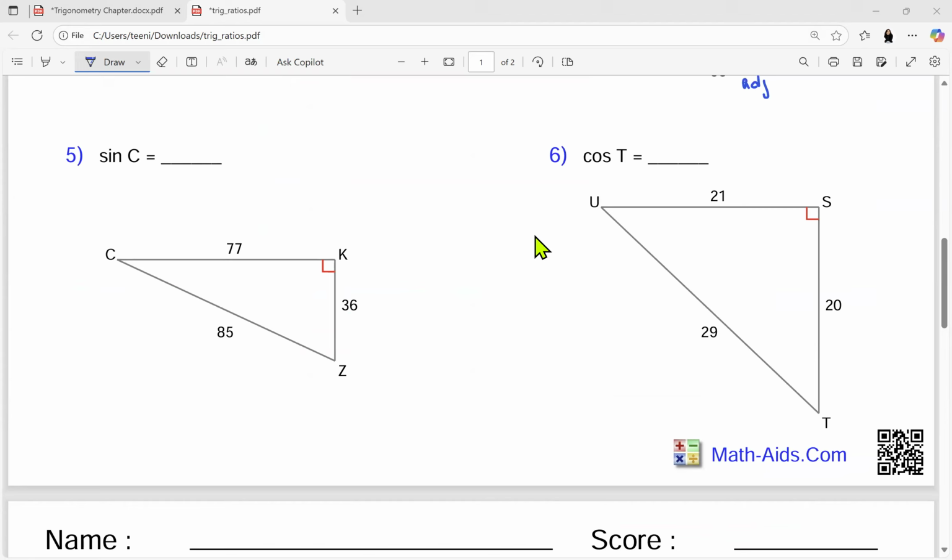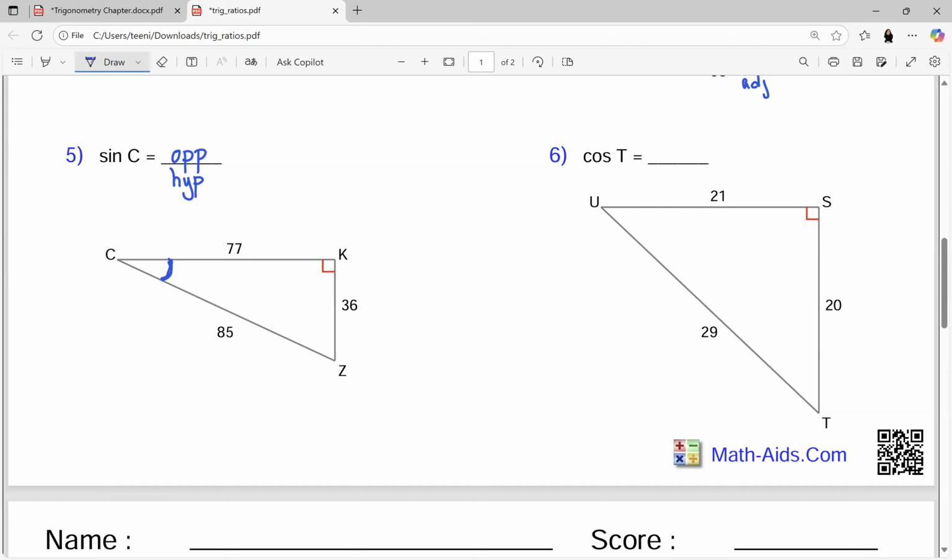So which sides do you need for the sine of the angle? We would need 77 and. No, tell me the name of the sides, honey. Sorry, I wasn't clear with that. Opposite and hypotenuse. Hypotenuse, correct. The opposite and the hypotenuse. So we're looking at sine C, all right? So this is your angle of reference here. So which side is your hypotenuse?